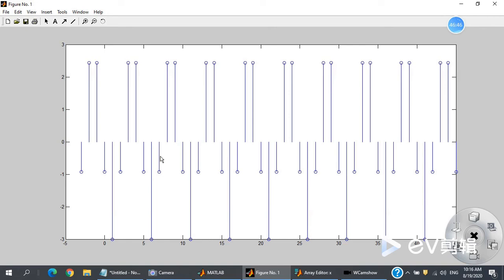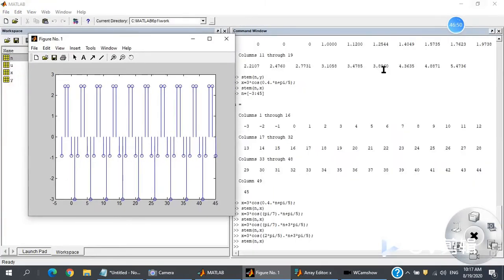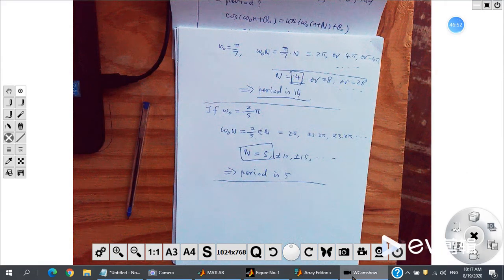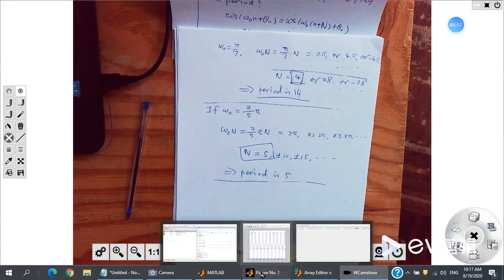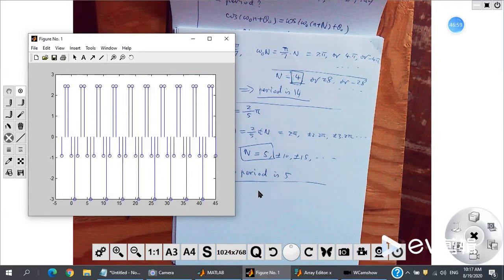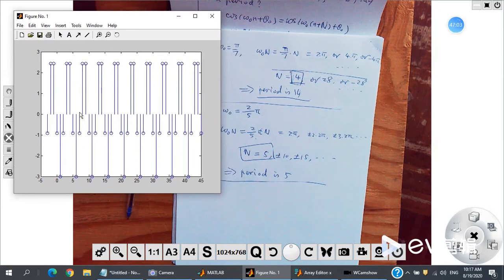Can you see both? Yeah, I can. This way. Oh, this one I can only see the whole figure. Yes, here. So the period is 5. See, you can also find the period by the graph. Every 5 values it will repeat.